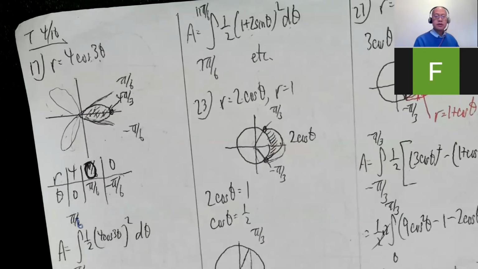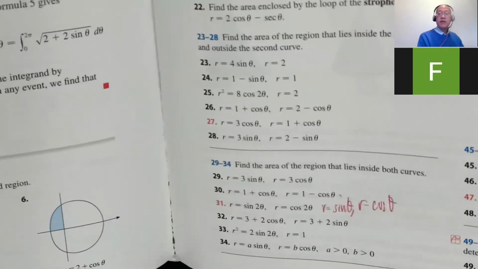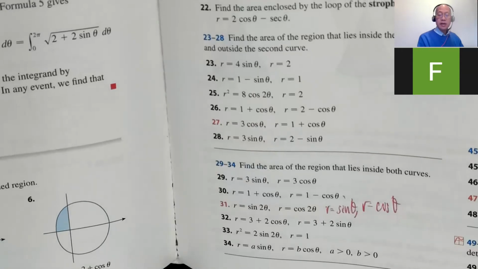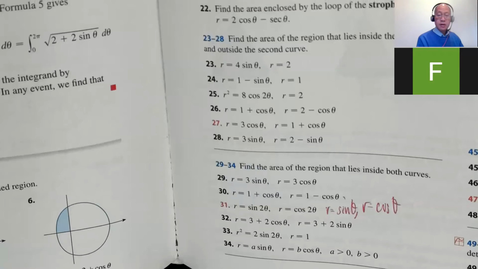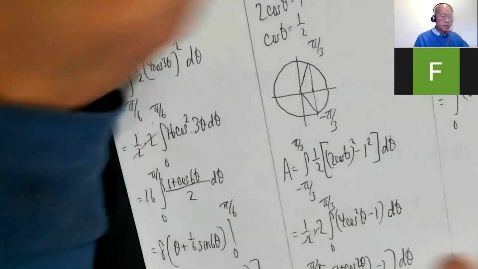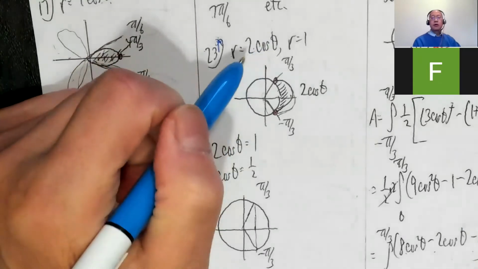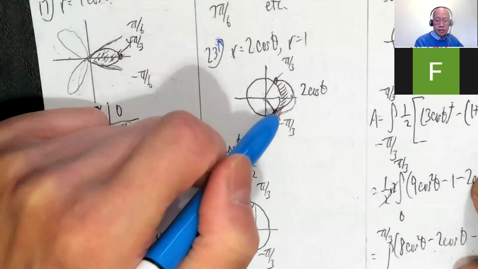Okay, then 23. What do they want there? 23. Find the area of the region that lies inside the first curve and outside the second curve. Inside the first, outside the second. Okay, so how do you do that? Okay, so 23, it's actually 23 star. This is not quite what the text has, but it's similar. R equals 2 cosine theta, R equals 1. Okay, R equals 1, that means the radius is 1, circle.